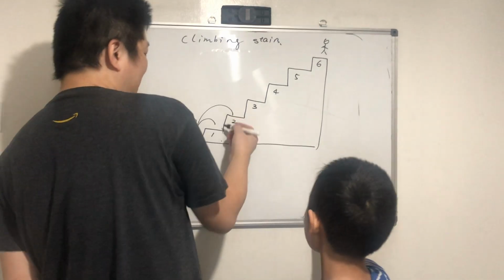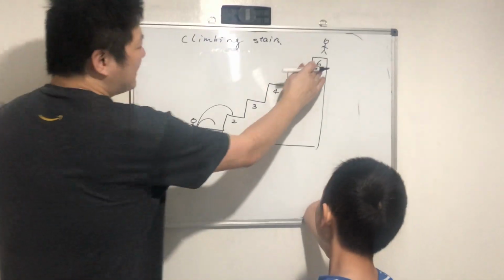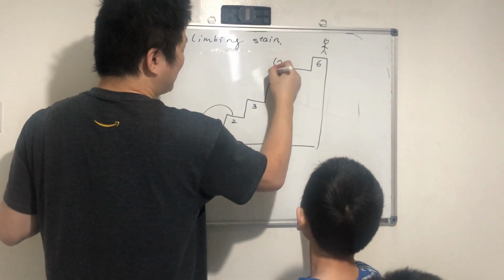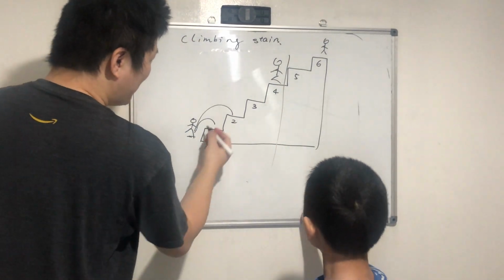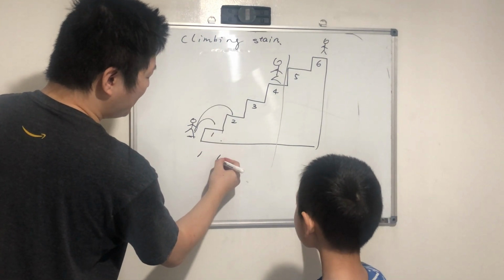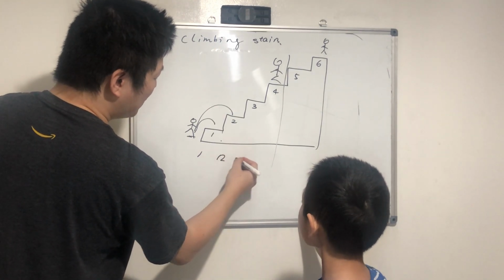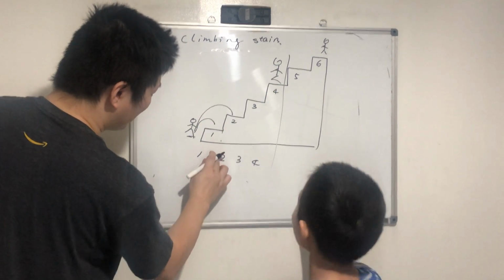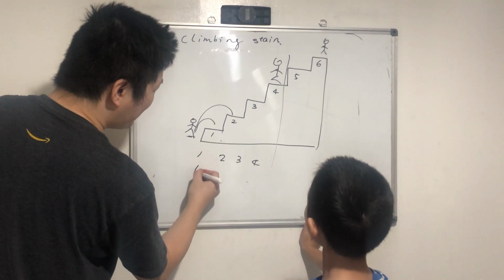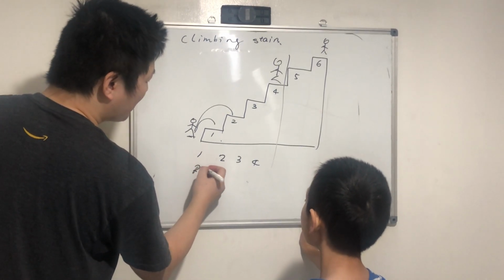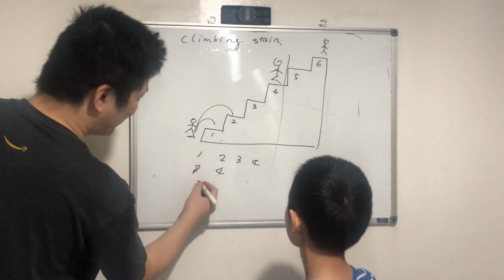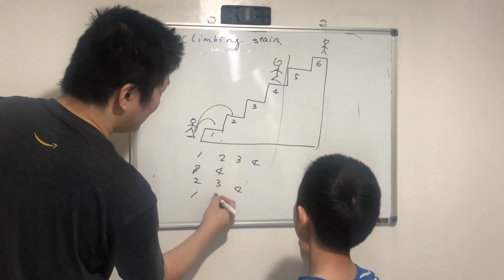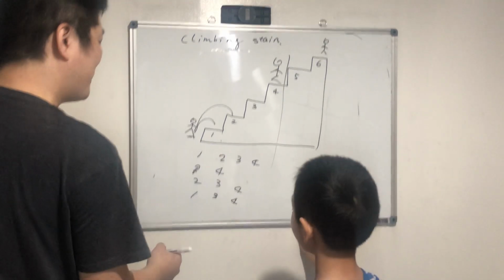So for example, look here. Let's do it like 4 steps. Look, you can do 1, 2, 3, 4, one at a time. Or you can do 1, 2, 4. Or you can do 2, 3, 4. Or you can do 1, 3, 4. So how many ways?